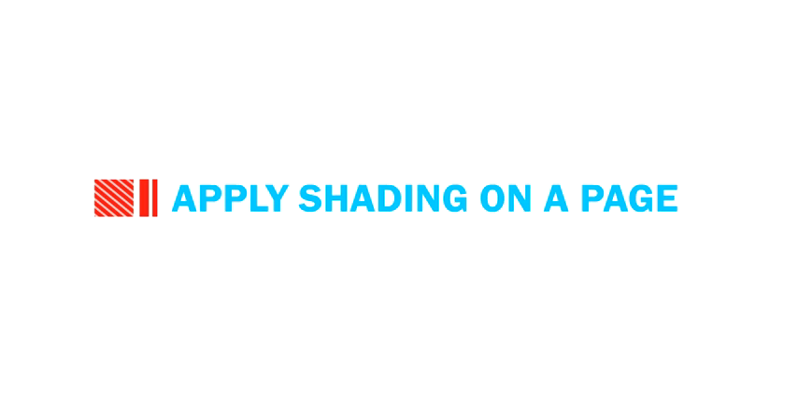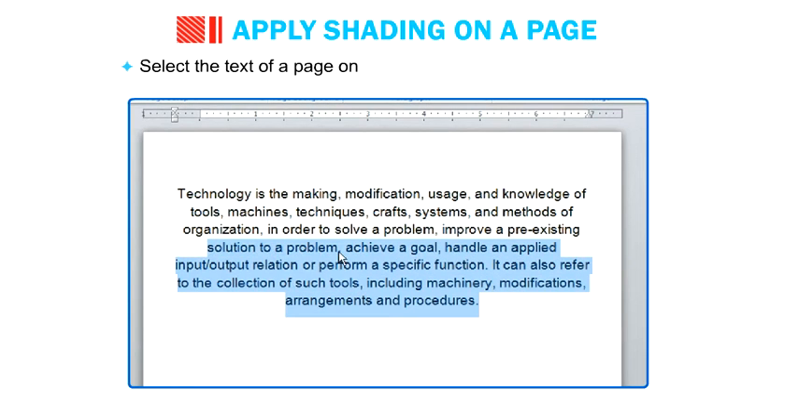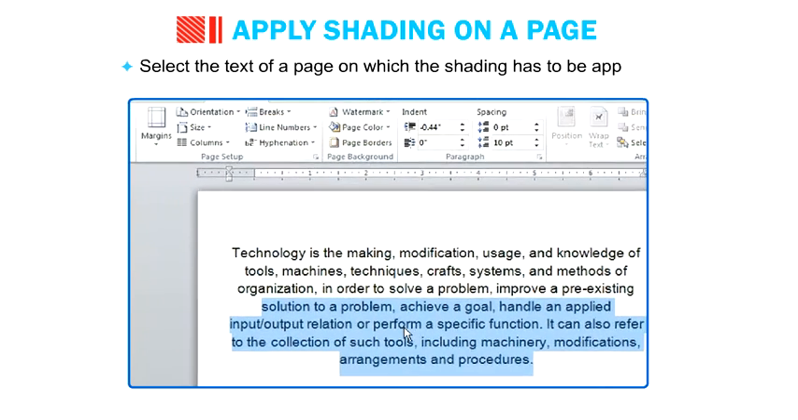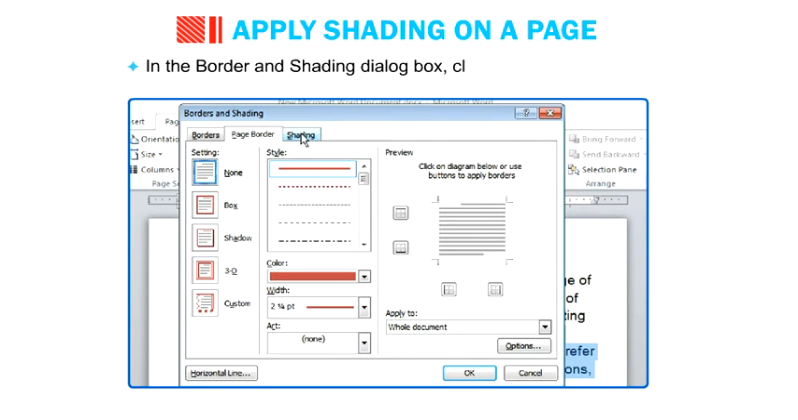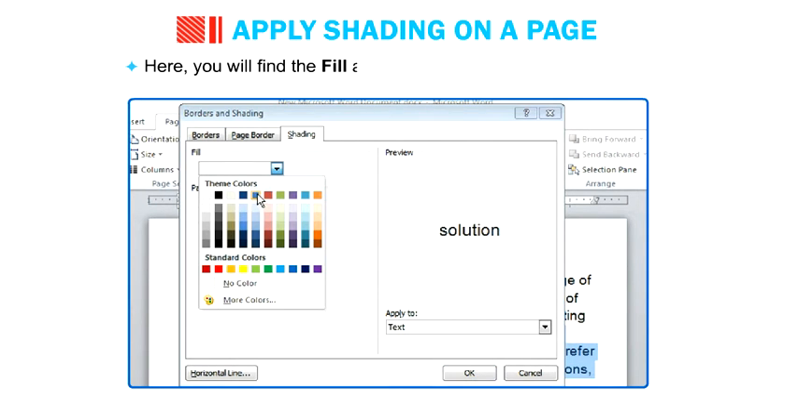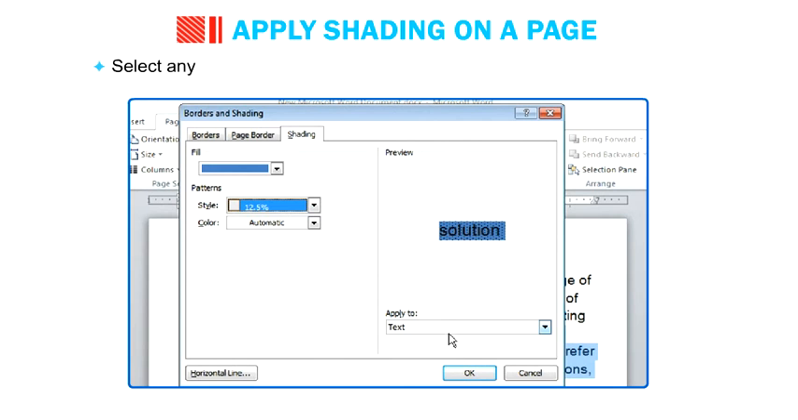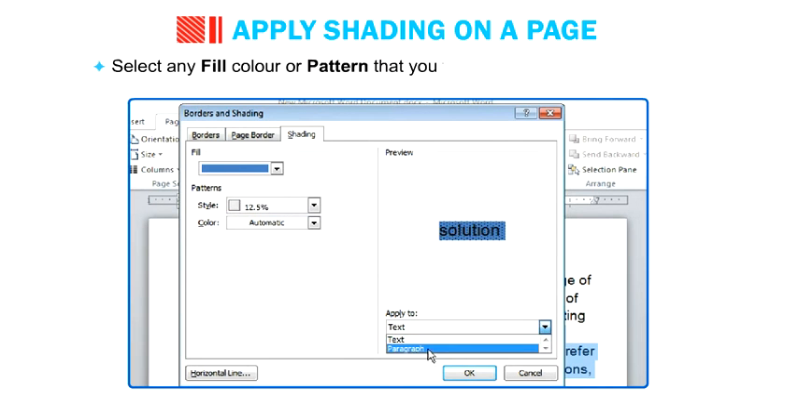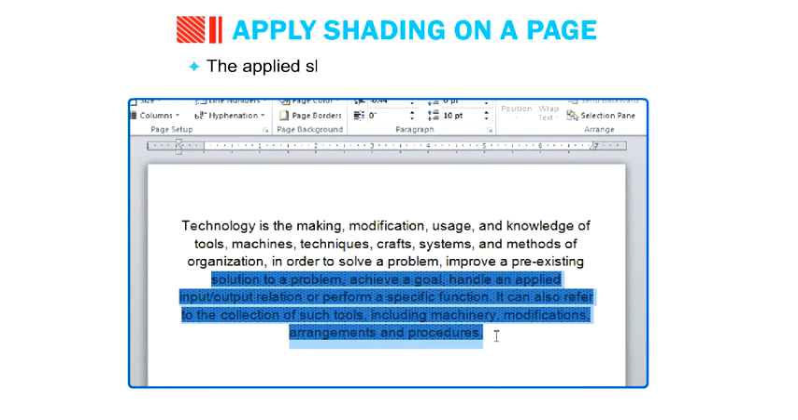Alright students, let us learn how to apply shading on a page. Select the text of a page on which the shading has to be applied. In the Borders and Shading dialog box, click on the Shading tab. Here you will find the Fill and Pattern section for the shading. Select any fill color or pattern that you want to apply and click on OK. The applied shading will reflect onto your page.